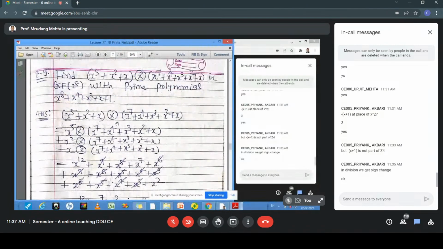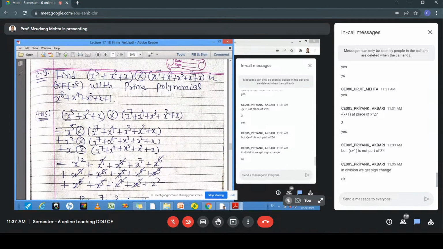Now let us do this example. x^5 + x^2 + x multiplied by x^7 + x^4 + x^3 + x^2 + x in GF(2^8) with this prime polynomial. So this is a very important point, and we will have to do it in AES. When we multiply these 3 terms with these 5 terms, we get 5 into 3, 15 terms. In these 15 terms, you see x^5 multiplied by these 5 terms, x^2 multiplied by these 5 terms, and x multiplied by these 5 terms.